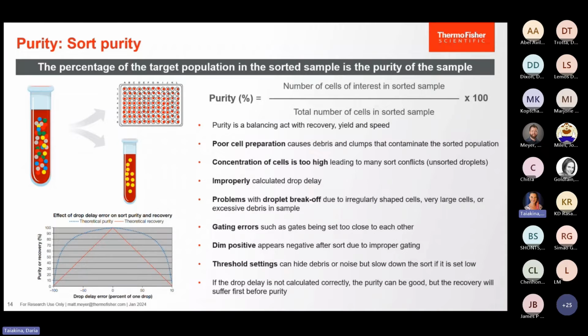In addition to that, look at things like break off, stability, and gating errors. How you set your threshold will allow you to see more or less debris. That can also impact purity. And then dim positives can appear negative after sort due to gating. These are all things you can look at when you want to troubleshoot the purity of your sample.